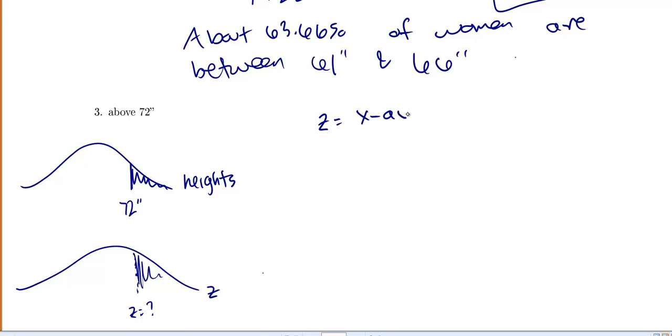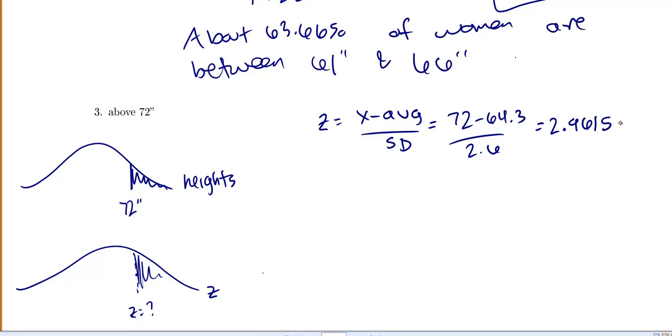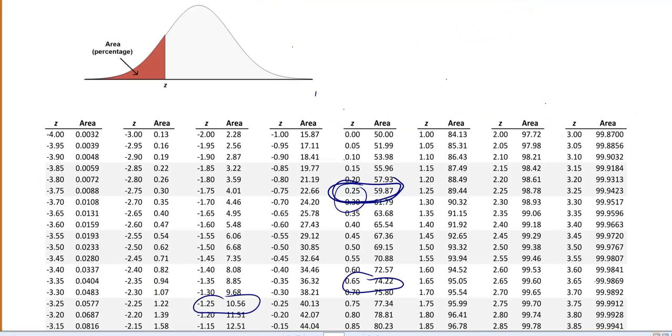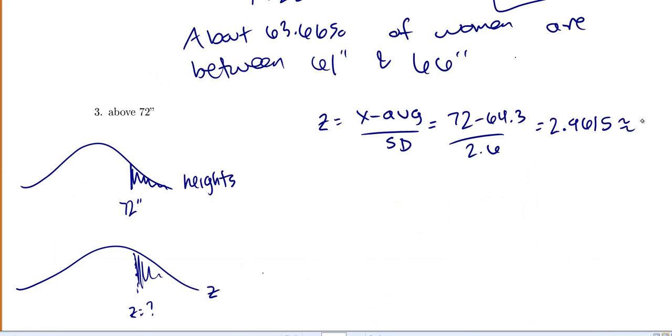So z is, again, x minus the average divided by the standard deviation. So 72 minus 64.3 over 2.6 is 2.9615. But my table only has z's in increments of 0.05, so let's round that to about 2.95. So I can come back over here and say, okay, z is 2.95, so finding the area to the right of 72 inches is the same as finding the area to the right of z equals 2.95.